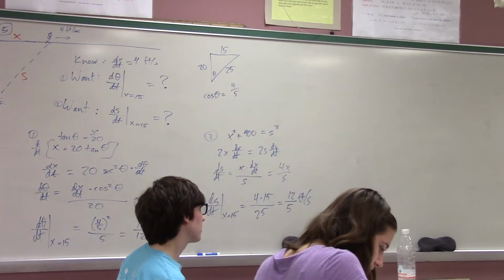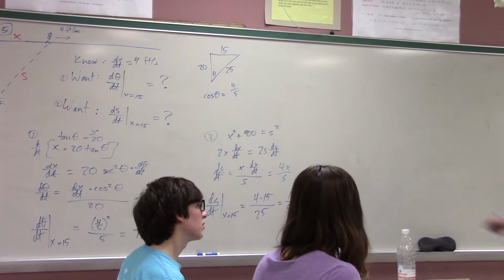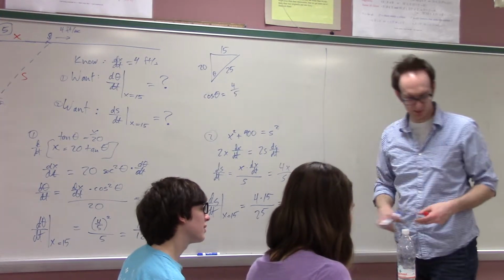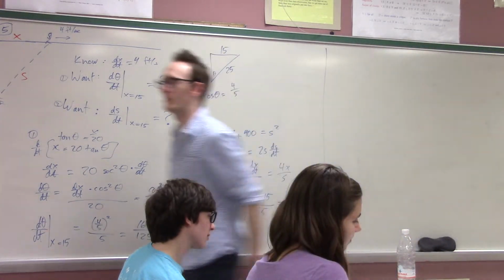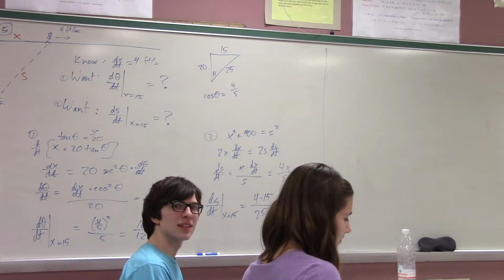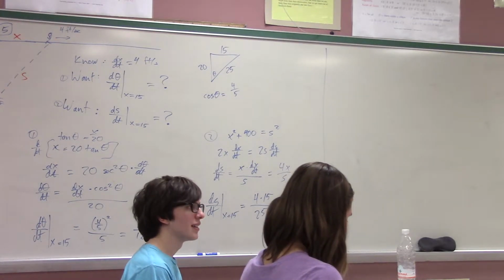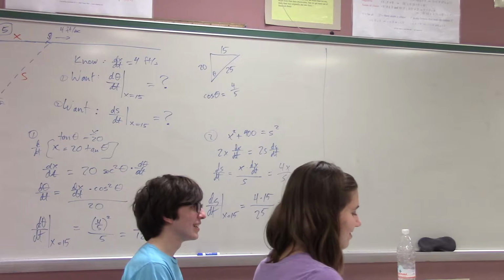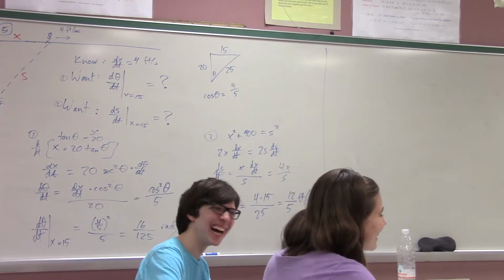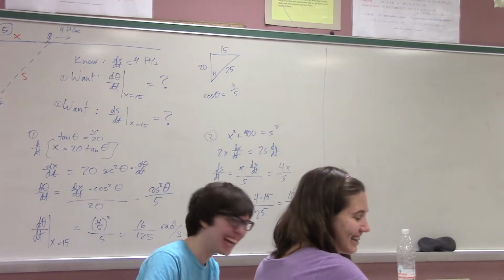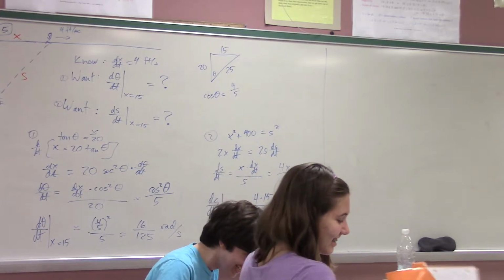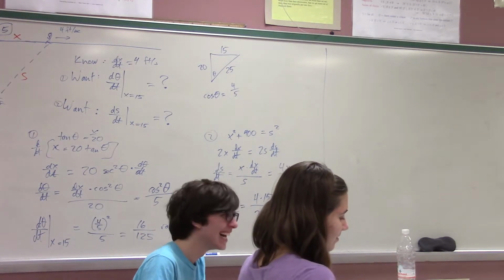Okay, how are we feeling about this? Okay, let's do one more related rates problem, and then let's take a vote. Who wants to do 33? 1, 2, 3, 4, 5, 6, 7. Who wants to do a different problem? What's the different problem that you want to do? Number 19. Who wants to do 19?